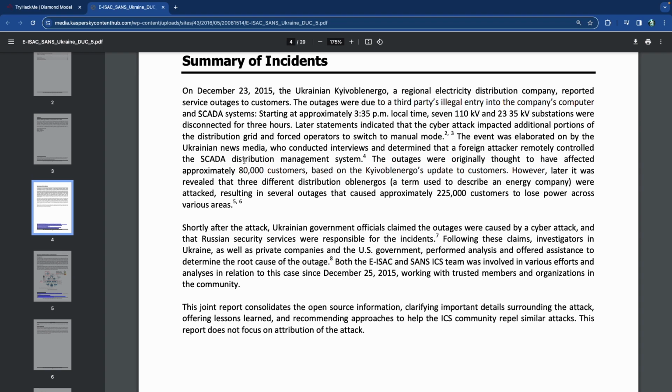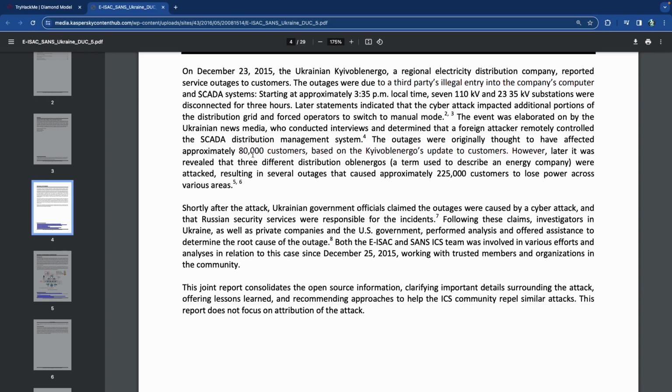Later statements indicated that the cyber attack impacted additional portions of the distribution grid and forced operators to switch to manual mode. The event was elaborated on by the Ukrainian news media, who conducted interviews and determined that a foreign attacker remotely controlled the SCADA distribution management system. The outages were originally thought to have affected approximately 80,000 customers based on the update to the customers. However, later it was revealed that 3 different distribution oblenergos, a term used to describe an energy company, were attacked, resulting in several outages that caused approximately 225,000 customers to lose power.